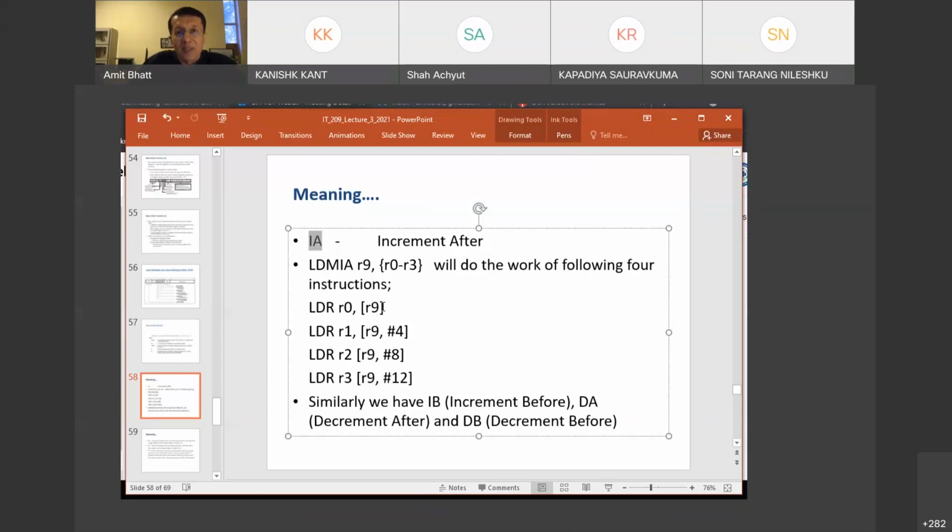And you must remember that ARM is not a very old processor. The first ARM processor came out in the 1990s. So that means by that time C programming was there, C++ was there. And people had formed certain habits of writing C or C++ programs, and they wanted their equivalents to be reflected into assembly language also. So that's why you have these kinds of things.